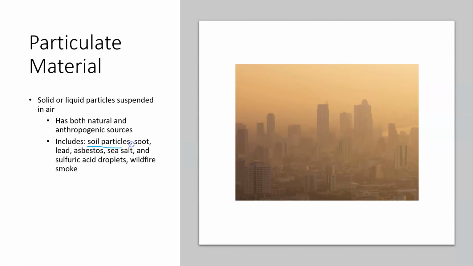So soil particles, dust, soot, lead, asbestos, sea salt, sulfuric acid drops, and then what we are most familiar with here in the Pacific Northwest in the months of July, August, and September, of course, would be wildfire smoke. All right. Now, particulate material can be dangerous for two primary reasons. So usually when they have hazardous air quality warnings, they are measuring directly how much particulate matter happens to be suspended in the air at a certain time. All right, and it is dangerous.